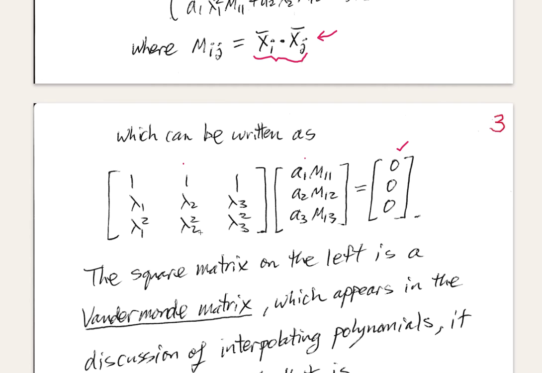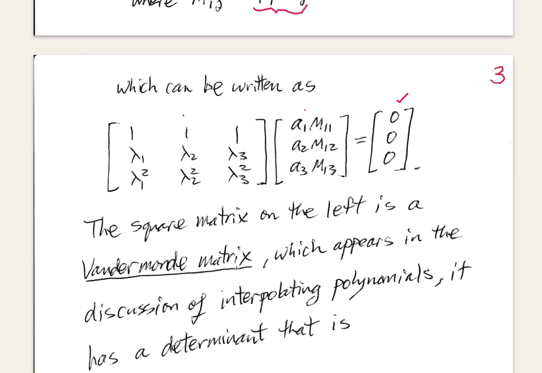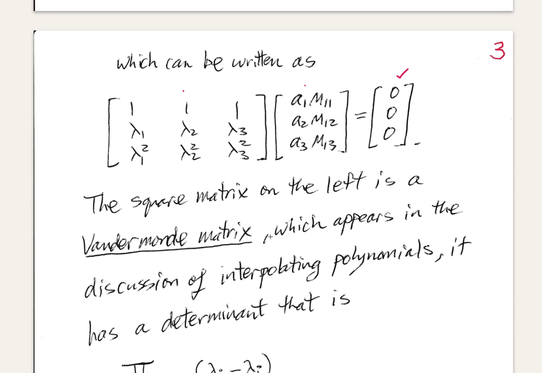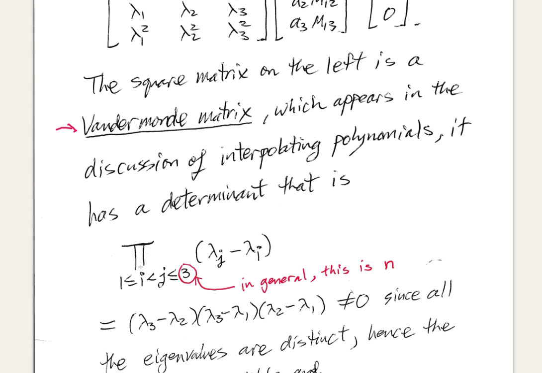Now, this square matrix on the left is what's called a Vandermonde matrix. It's actually a transpose of a Vandermonde matrix, but that's fine. And this often appears in discussions of interpolating polynomials. If you look at that section in the book, this actually appeared. It has a determinant that is the following.